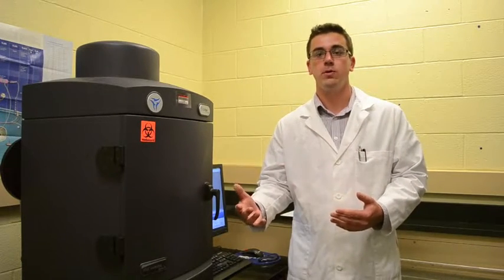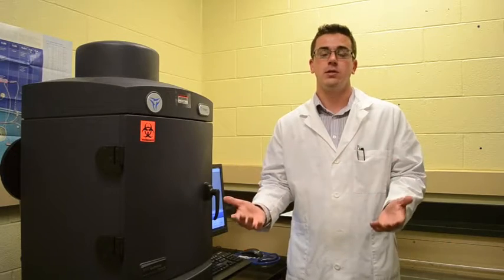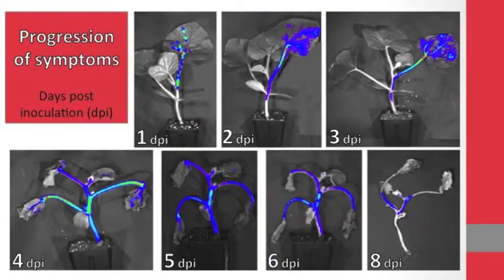This is the system called IVIS, which allows us to visualize the bacteria inside the plant tissue by detecting the light emitted, which will allow us to, in real time, track the bacteria inside the plant, not requiring a destructive sample and providing a more realistic view of the disease progress. This was just a pilot test, and we can visualize the bacteria traveling in the main veins down to the stem at 1 day post-inoculation.